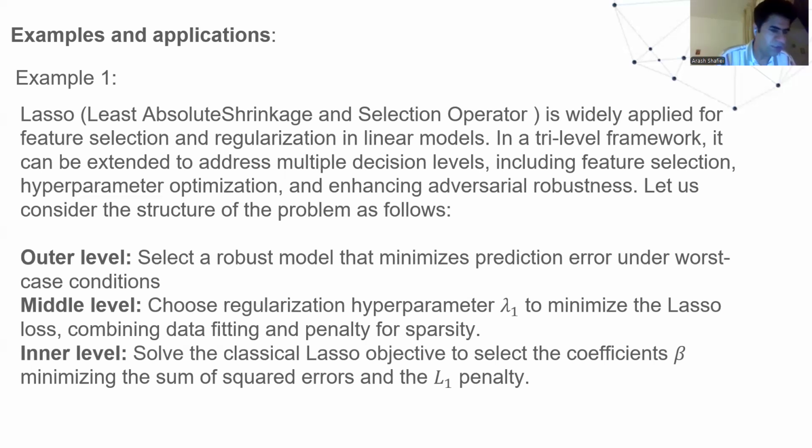Let's point out here, the outer level selects a robust model that minimizes the prediction error under the worst case condition, and the middle level chooses the regularization hyperparameter lambda 1 to minimize the lasso loss, combining data fitting and penalty for sparsity. The inner level solves the classical lasso objective to select the coefficient beta, minimizing the sum of squared error and L1 penalty.